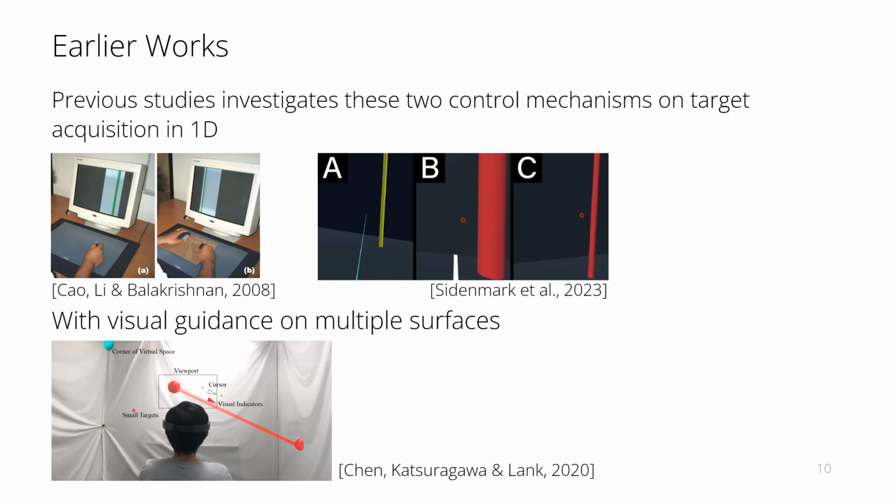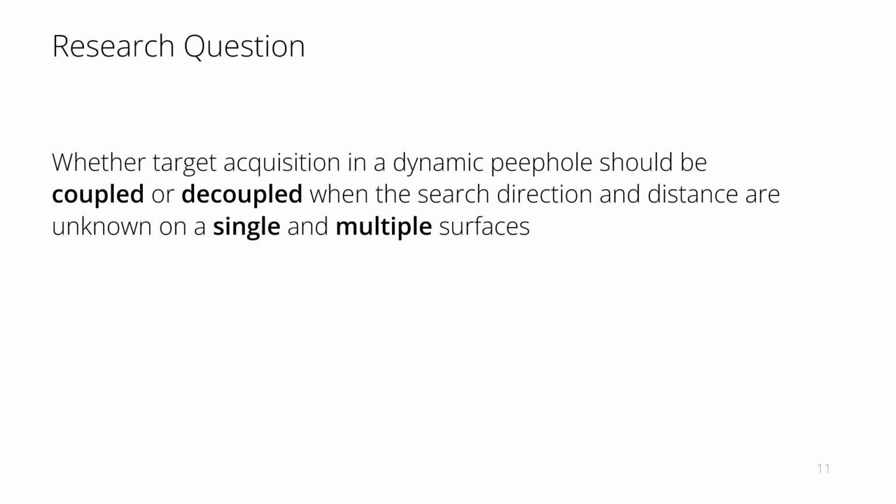In a multiple surface environment, the introduction of the visual guidance also eased the search phase, as it did not require participants to memorize the spatial locations of the targets. Searching the target is more difficult when the direction and distance are unknown. Our research question here is to examine whether target acquisition in a dynamic peephole should be coupled or decoupled when the search direction and distance are unknown on a single and multiple surfaces.